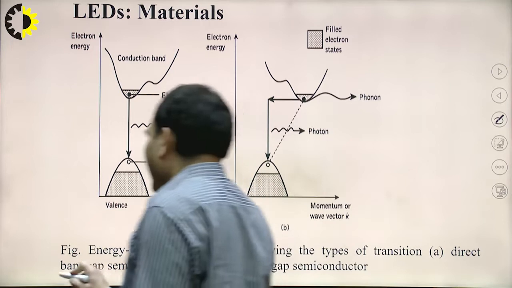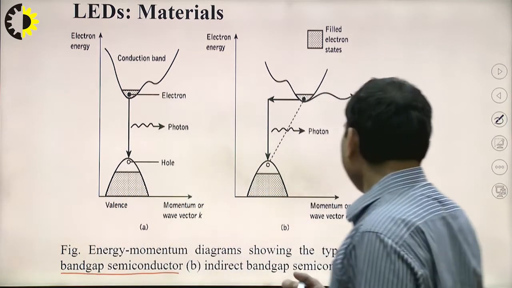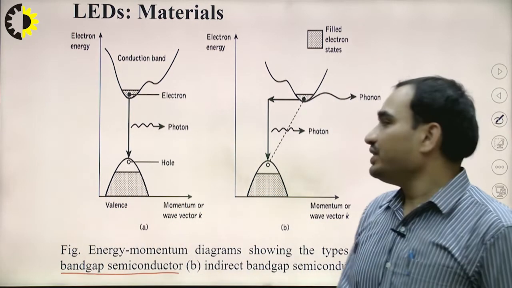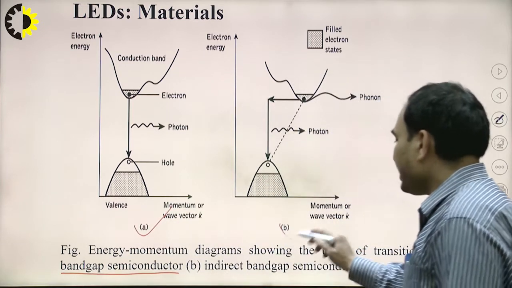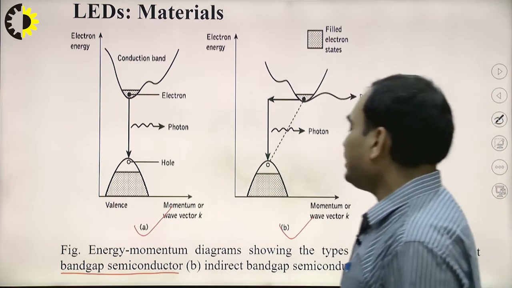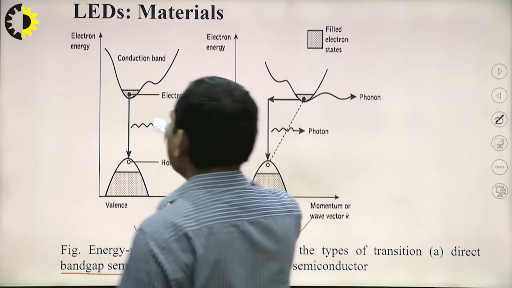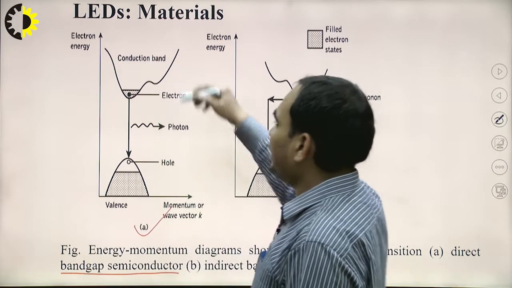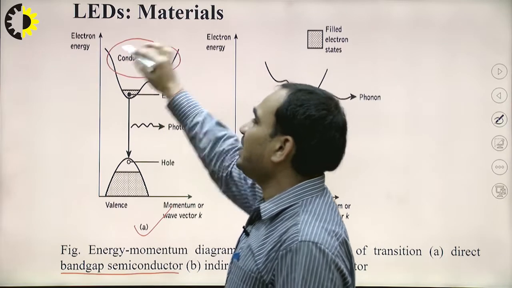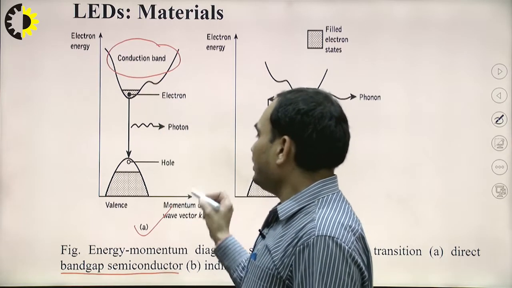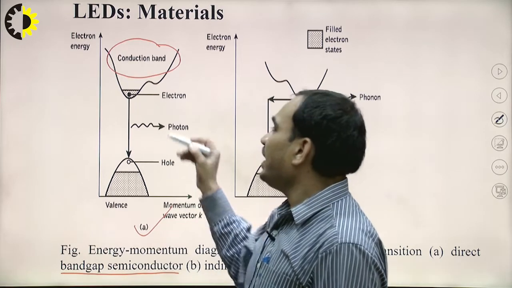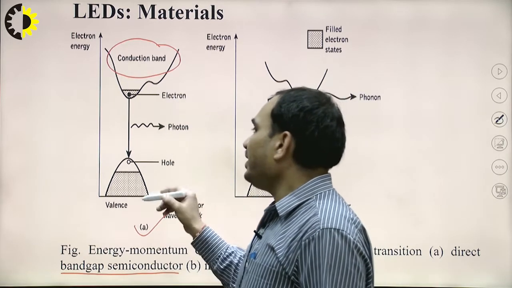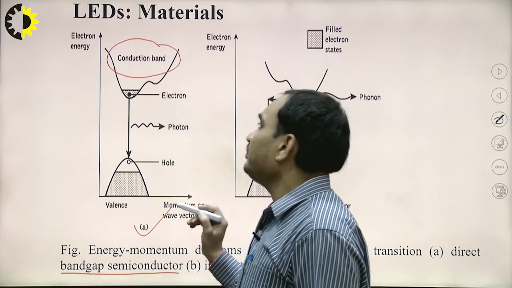the direct band gap semiconductor and the indirect band gap semiconductor. The first figure shows the direct band gap semiconductor and the second figure shows the indirect band gap semiconductor. In the first figure, as we can see, the conduction band is at the higher energy state, and the valence band is at the lower energy state. So we have electrons in the conduction band and holes in the valence band.